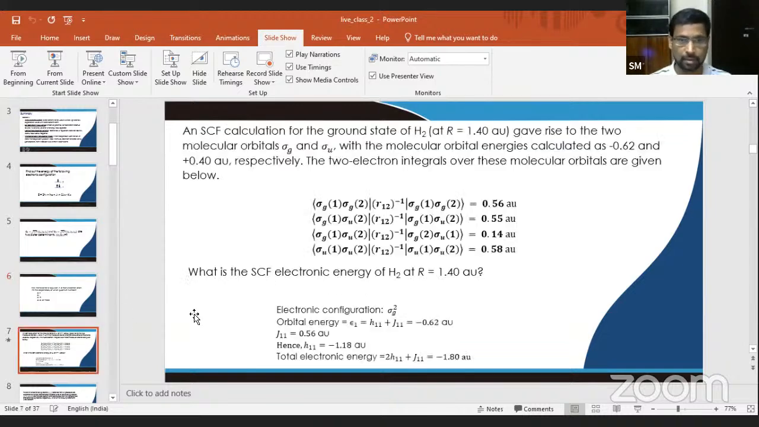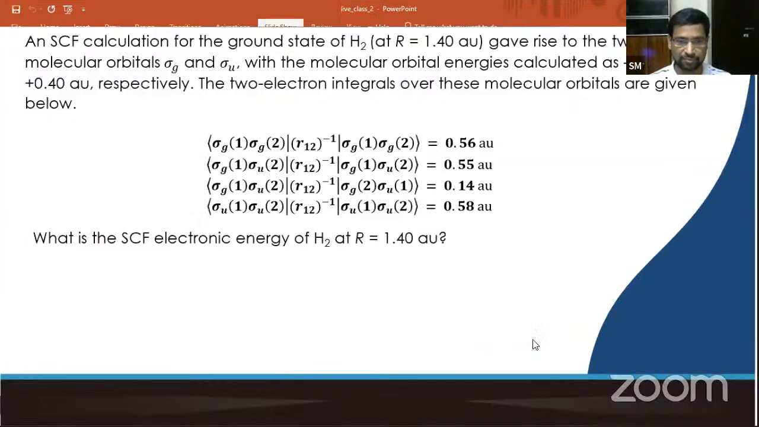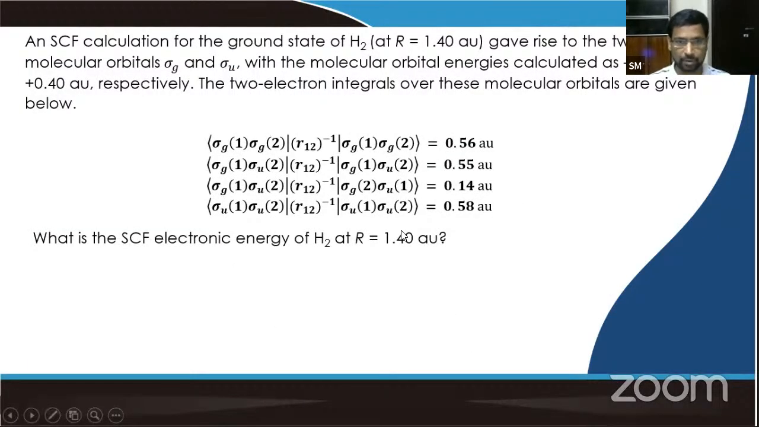All right. We had a few questions on this particular problem. This particular problem tests your knowledge about how you can interpret the Hartree-Fock calculations. So this is done for a hydrogen atom, so hydrogen molecule, forgive me.